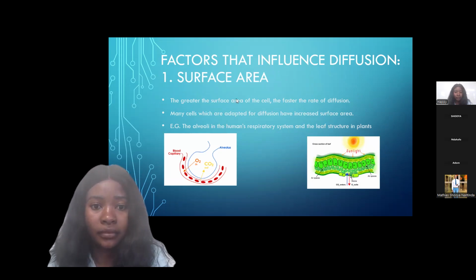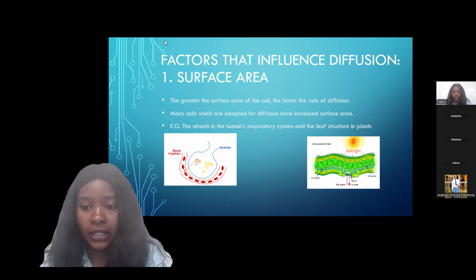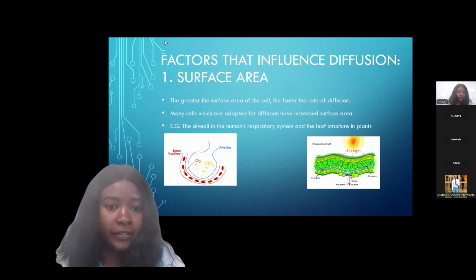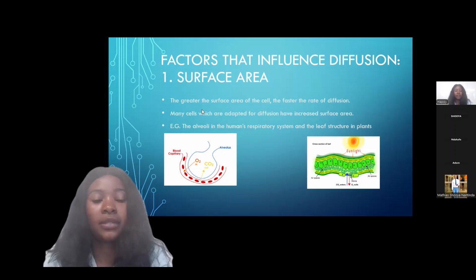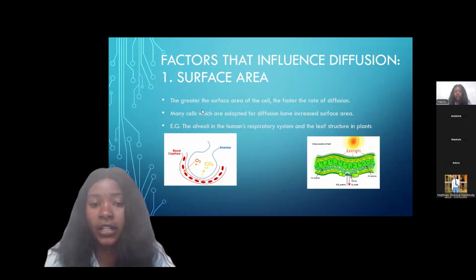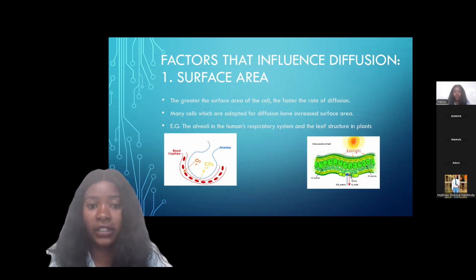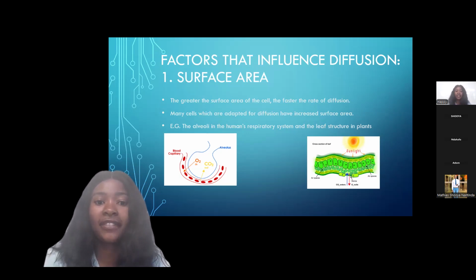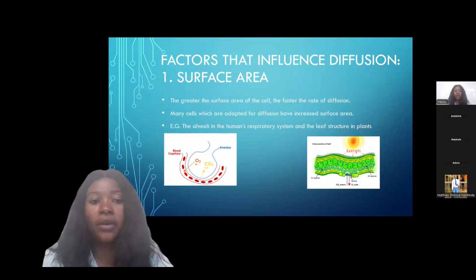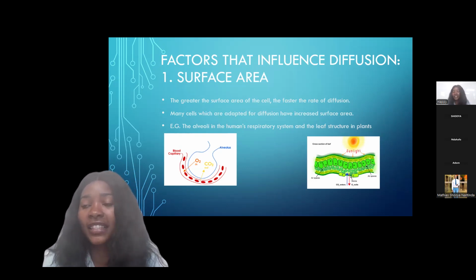Total exposed area of a solid object. All right, so that is correct. Thank you, Dahafa. So now, yes, when we are looking at the surface area of an object, we are looking at the outside of it. So that is when we are referring to surface area. And then we are saying that the greater the surface area of the cell, the faster the rate of diffusion. So now we have that many cells which are adapted for diffusion have increased surface area.